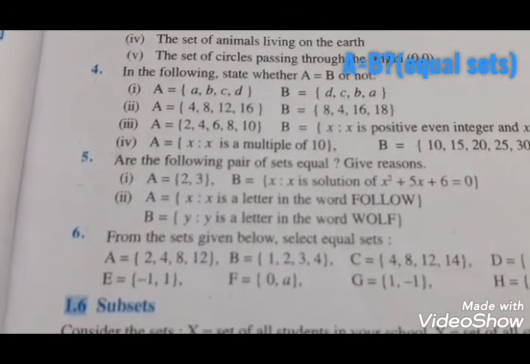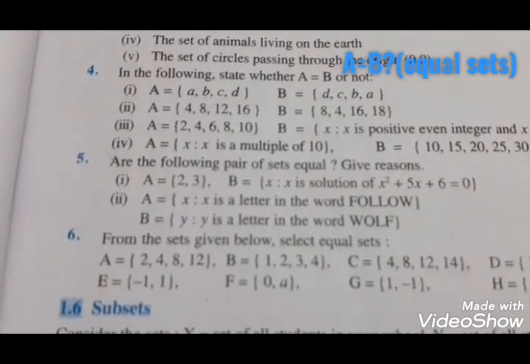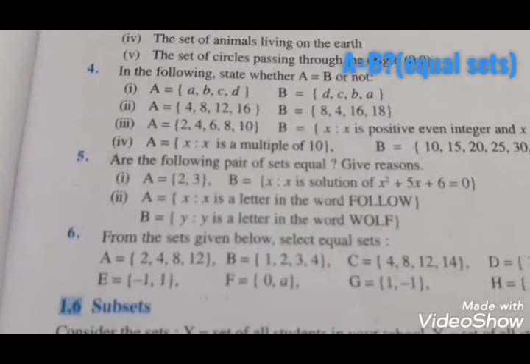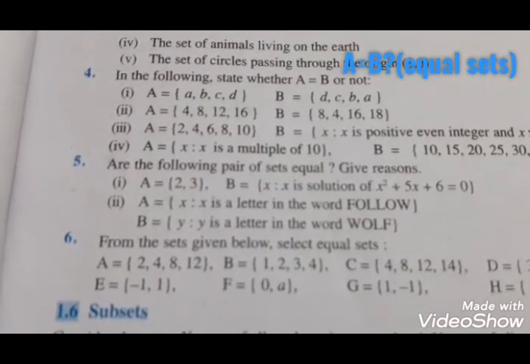Set E contains minus 1 and 1. Set F contains 0 and A. Set G contains 1 and minus 1, which are given in set E. So E and G are equal. So B and D are equal, E and G are equal.